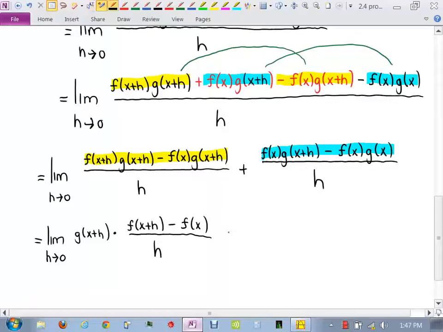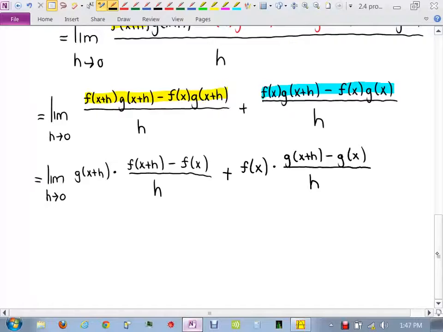On the second fraction, the blue one on the right, what do those both have in common? F of x. And what's left? G of x plus h minus g of x all over h. Now, this is the nice part. Let's let h go to 0, everyone.